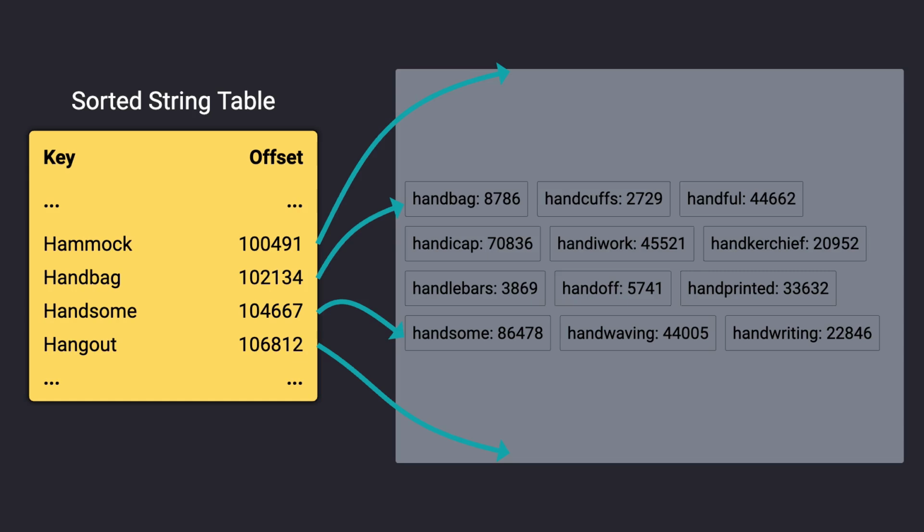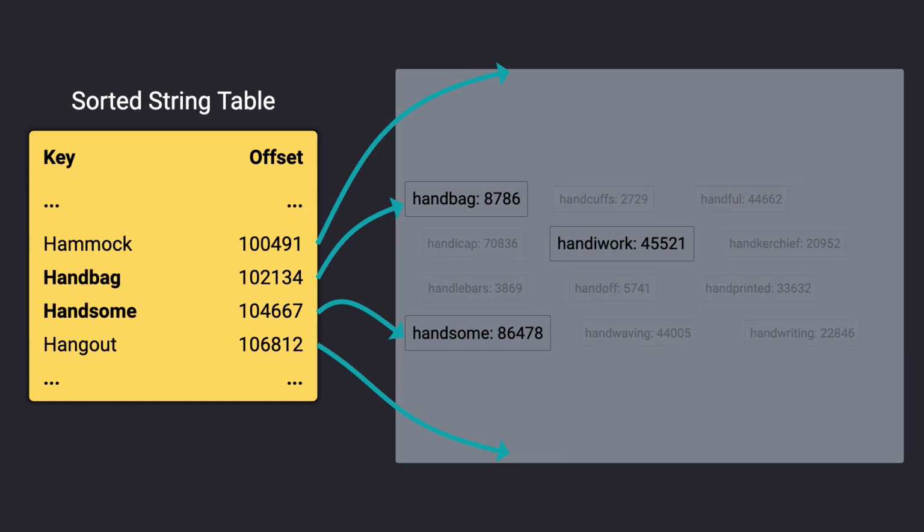Say you're looking for the key handiwork, but you don't know the exact offset of that key. However, you do know the key offsets for handbag and handsome, and because of the sorting order, you know that handiwork must appear between those two. You still need an in-memory index to tell you the offset of some keys, but it can be sparse, saving a bunch of space. Sorted string indexes are gaining acceptance, but they are not the most common type of index.